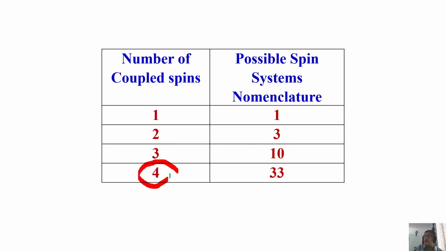So now if I go to four coupled protons, believe me or not, there are 33 possible nomenclatures you can think of. I'll just show you the possible nomenclatures. Yes, we don't analyze all of them. For the sake of giving you an idea of coupled spin systems and how to analyze them, we will take only two spins and one or two simple examples of three spins and stop it.